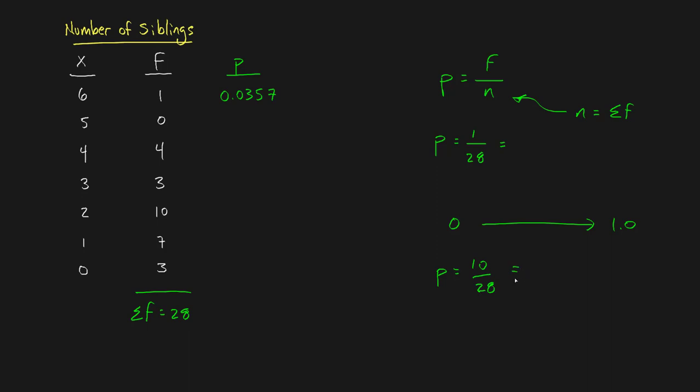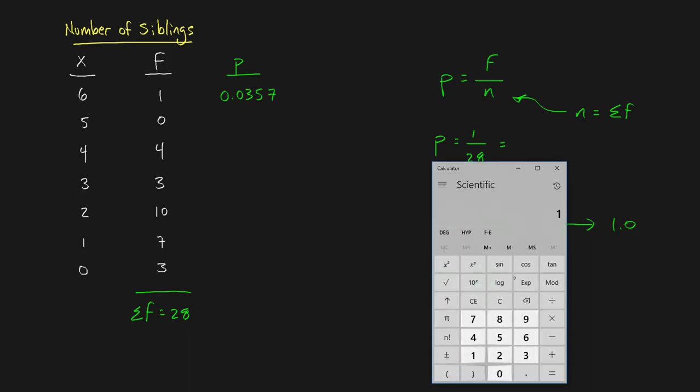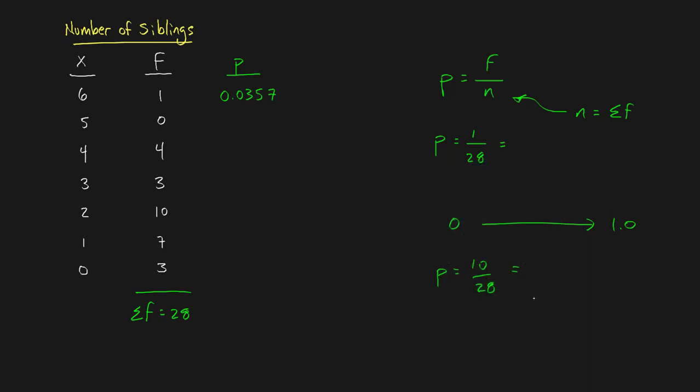10 divided by 28, that's 0.3571. That is, not surprisingly, 10 times the proportion. Notice that we went from a frequency of 1 to a frequency of 10. So the frequency is 10 times larger, the proportion is 10 times larger. Still, though, it's a little bit hard to make sense of this number. Instead, we change proportions into percentages.